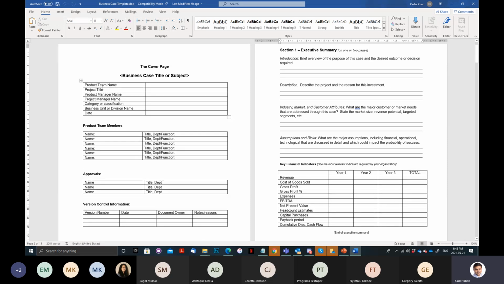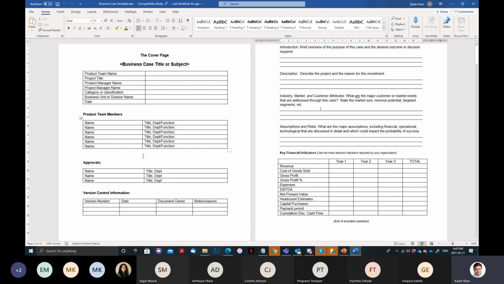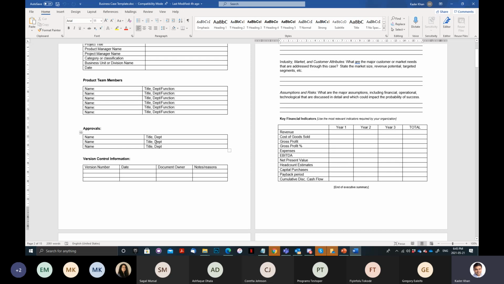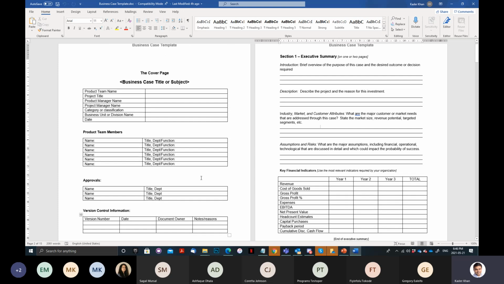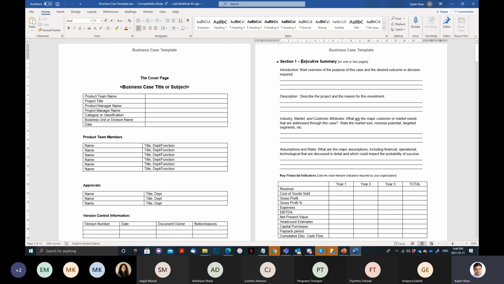It has all the product manager or the CEO names, project manager name, and what business unit you are in, the general stuff. And who your team members are, and who is going to approve what you're trying to do, and what the version number of this business case document is, the basic stuff. Then you start the business case template with an executive summary.